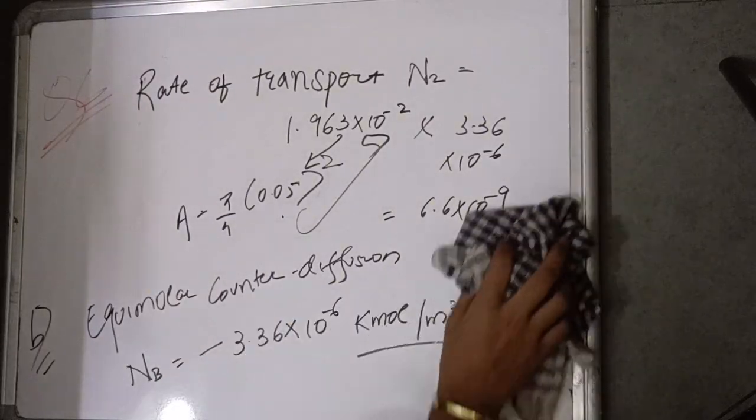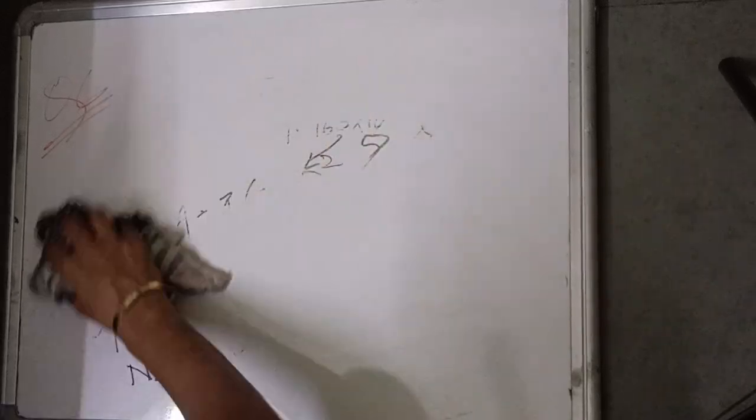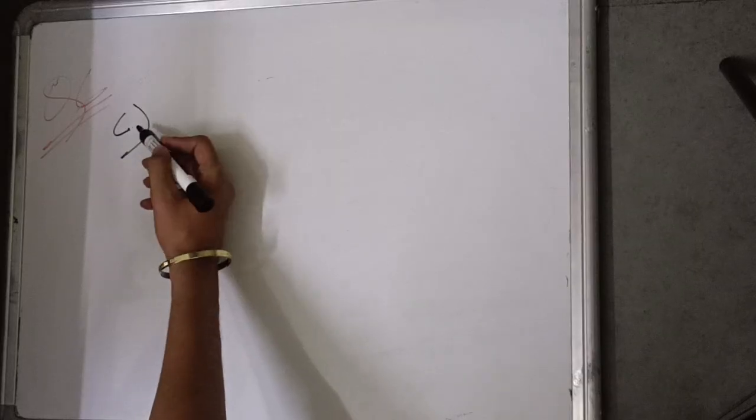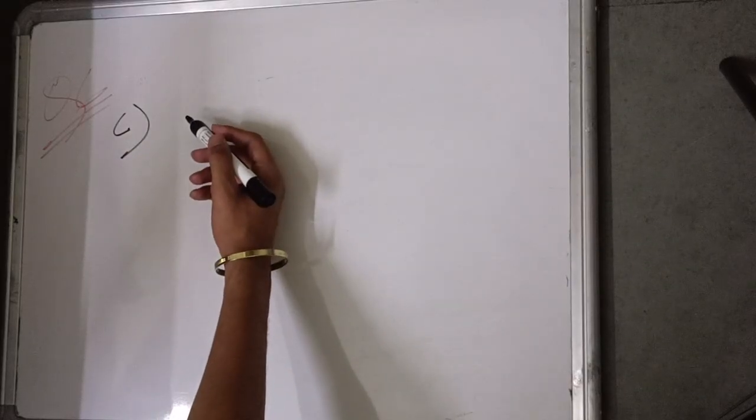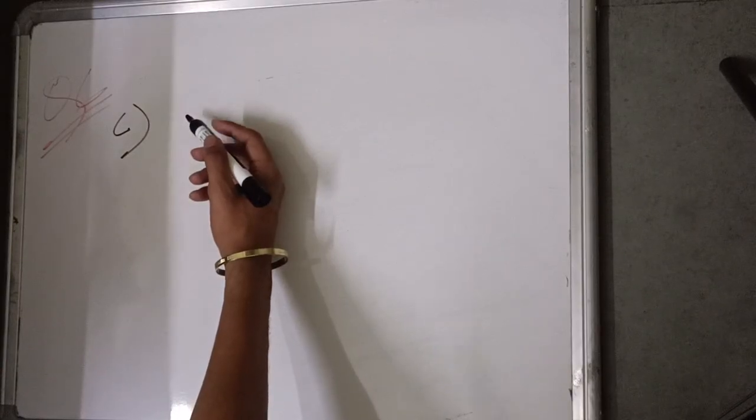We have calculated parts A and B. Now we calculate part C, which is asking us to calculate the partial pressure of N2 and its gradient in the tube, at 0.05 meter from vessel 1.